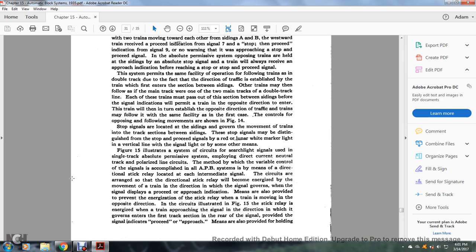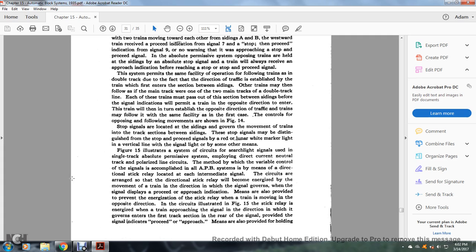One of the two main tracks is a double track line. Each of the trains must be passed out of the section before the signal indication will permit a train in the opposite direction to enter. The train will then establish the opposite direction of traffic, and trains may follow with the same facilities as in the first case. The controls opposing the following movements are shown in Figure 14.